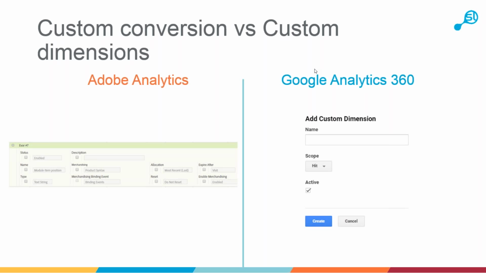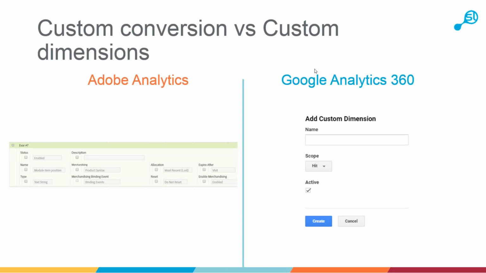If there are particular exceptions where you want to talk about props, that's fine. Drop it in the chat, or talk to us afterwards about how to deal with that. But what we're going to look at is the difference between custom conversion and custom dimensions. No major differences here. There's a slight difference in what you set up and what things are called between the two systems. So in Adobe Analytics, they have everything inside of this custom conversion canvas that you can see here in my example of eVar 7.